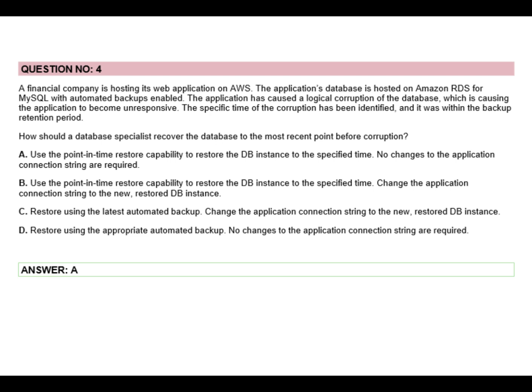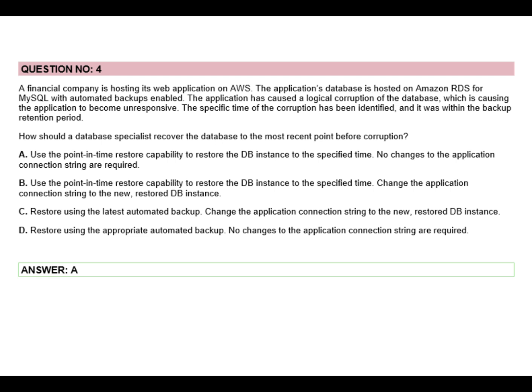Question No. 4. A financial company is hosting its web application on AWS. The application's database is hosted on Amazon RDS for MySQL with automated backups enabled. The application has caused a logical corruption of the database, which is causing the application to become unresponsive. The specific time of the corruption has been identified, and it was within the backup retention period. How should a database specialist recover the database to the most recent point before corruption?